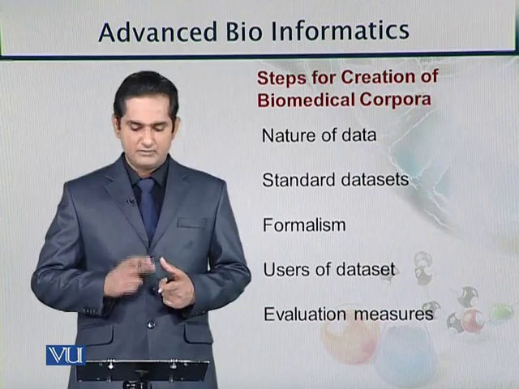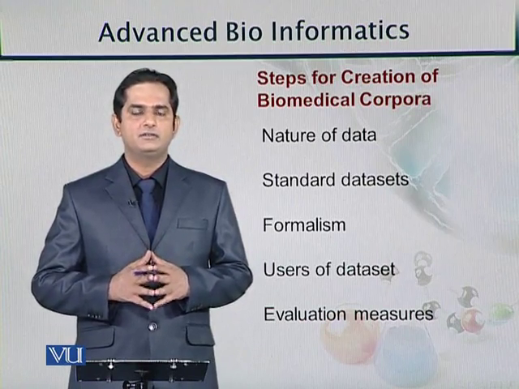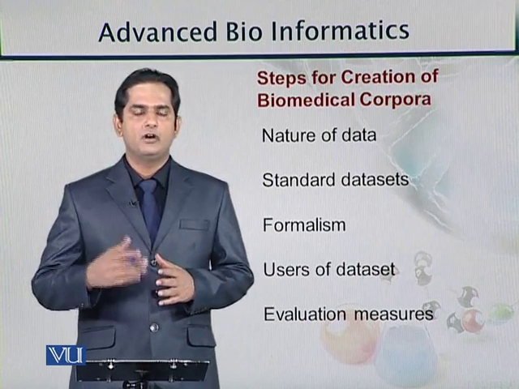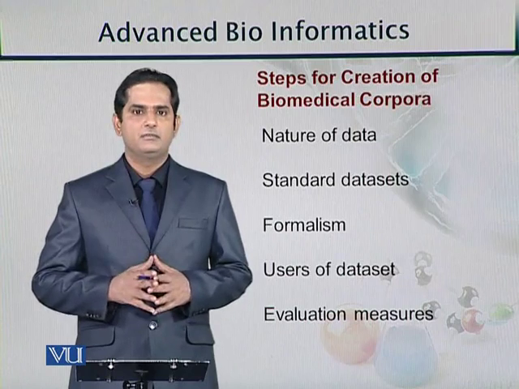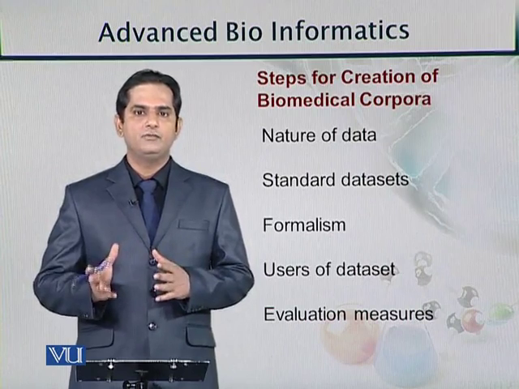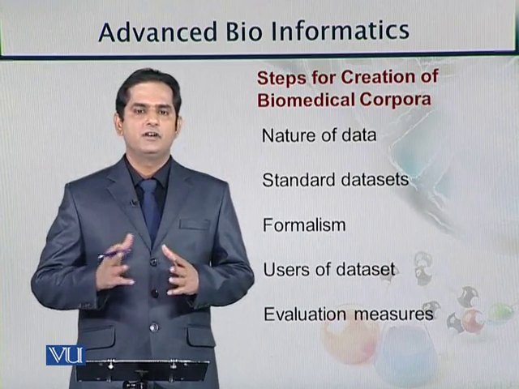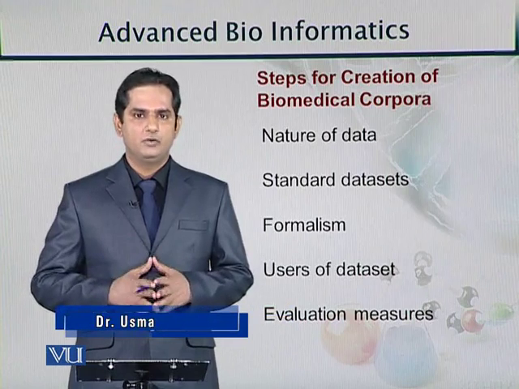For example, the biological domain is one example. Similarly, the second step is standard data sets. We want to look at whether there are some standard data sets available which are comparable to our own new corpus. The third one is formalism. Formalism means what the basic rules and proofs are while we are generating a corpus. One common example is mathematical formalism, statistical formalism, and many more.